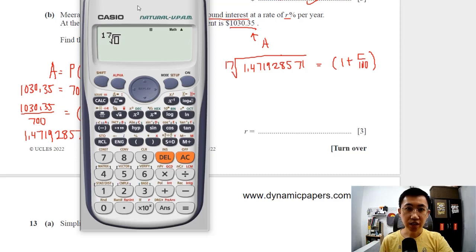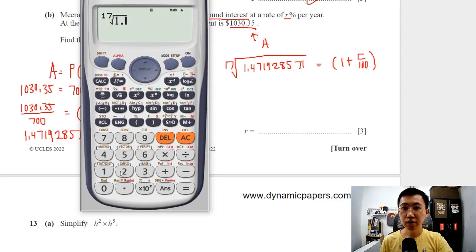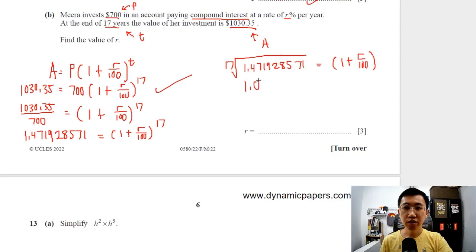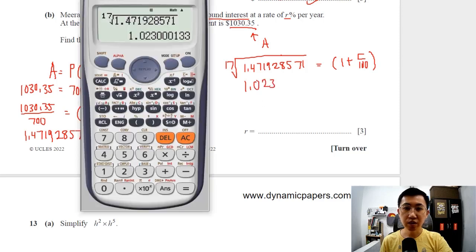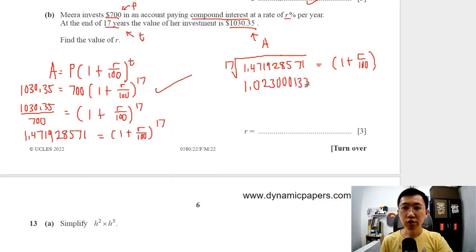So let's key in our numbers. 1.4719, 28571. Press equal. Okay, so 1.023. I know there are a lot of numbers, but I will still copy 000133. Okay, so can open up this bracket already. Move 1 towards the other side to become minus, so you get 0.023000133. Okay, so teacher already minus 1.